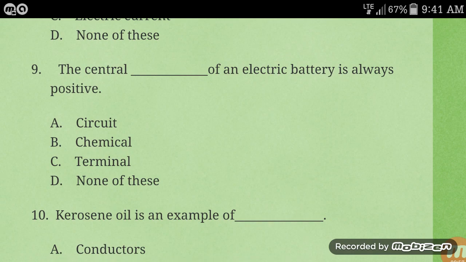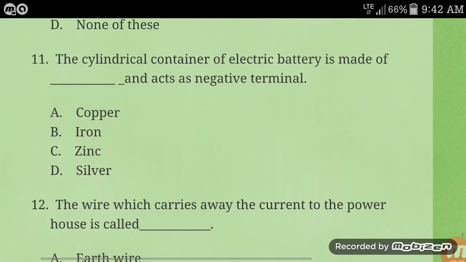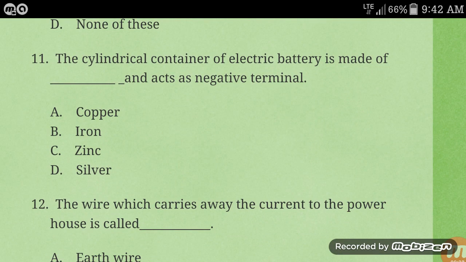Next one, the central blank of an electric battery is always positive. Central circuit, central terminal, central chemical, or none of this. It is letter C, the central terminal of an electric battery is always positive. Next one, kerosene oil is an example of conductors, insulators, electrolyte, or none of these. It says insulators, kerosene. Next, the cylindrical container of an electric battery is made of what, and acts as the negative terminal?